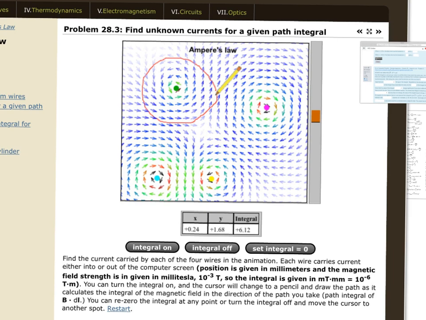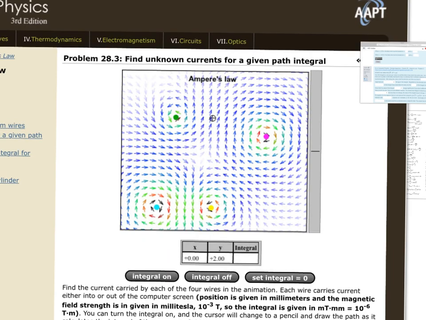I didn't exactly close it. When you do this, you'll be more careful. But you can see that I got a value of an integral of 612. It would be a little higher if I closed the circle. So you want to do this carefully. Now one of the things, and I encourage you to play around with it. So let's turn the integral off.